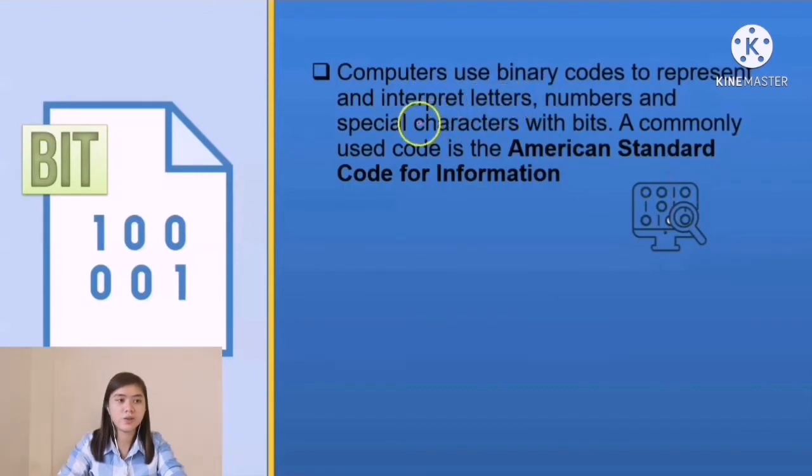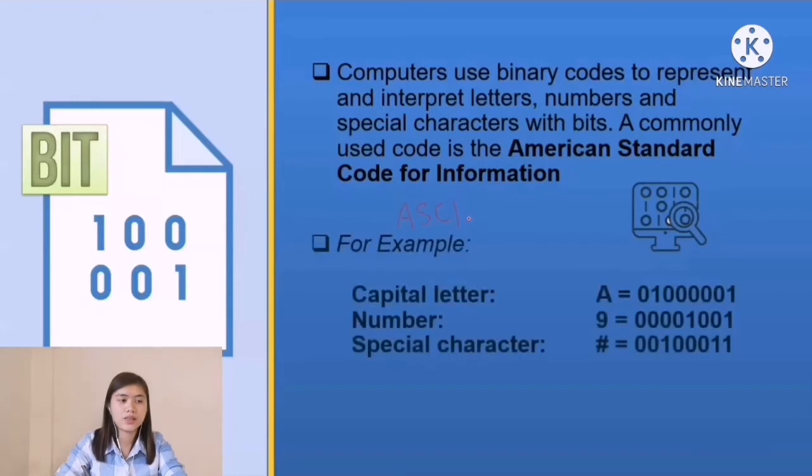Computers use binary codes to represent and interpret letters, numbers, and special characters with bits. The commonly used code is the American Standard Code for Information Interchange, which is commonly known also as ASCII code. To give you an example, computers understand the letter A as this code: 01000001.